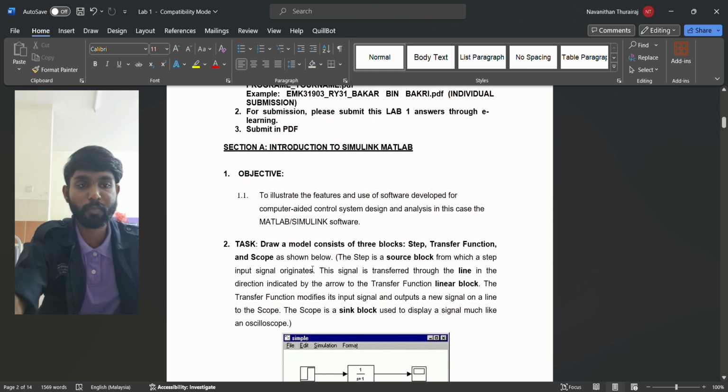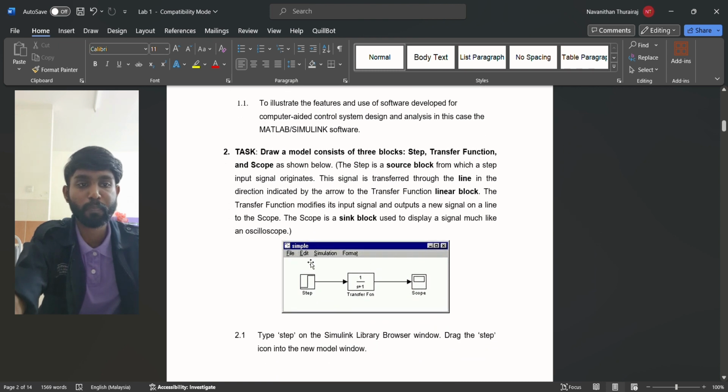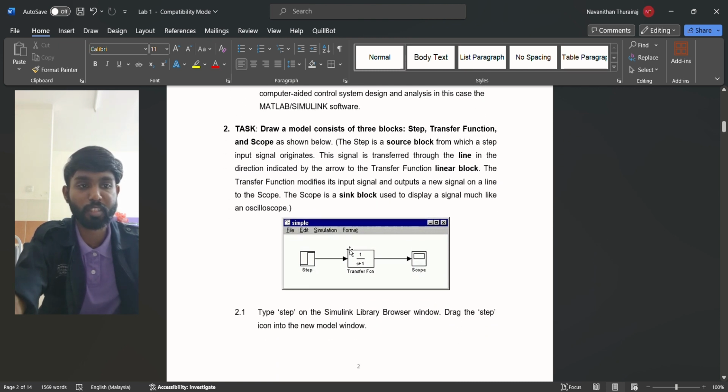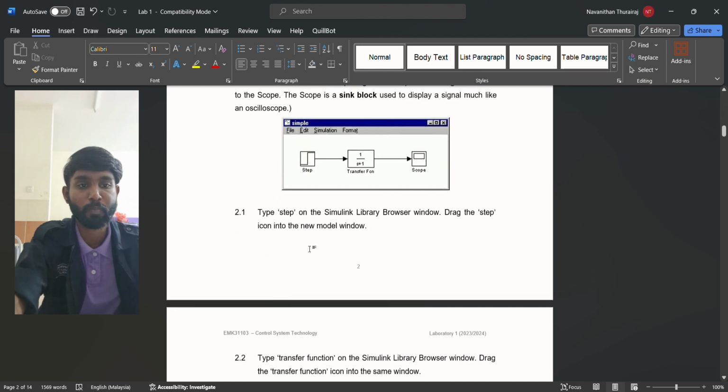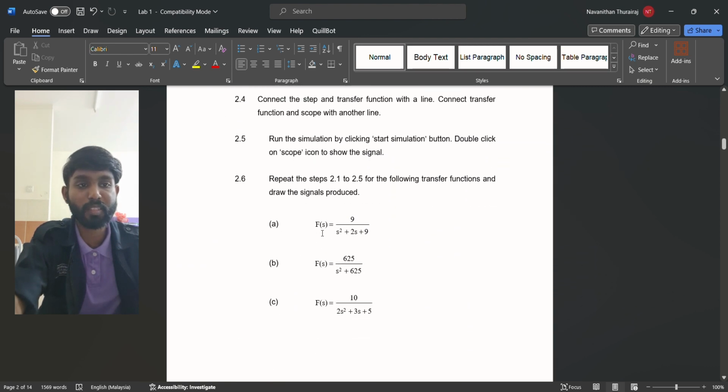The task for this lab is to draw a model consisting of 3 blocks, which are step, transfer function and scope, as shown below. As you can see, this is the step, this is the transfer function and this is the scope. So this is the task. We have to use this number to find the results. Now let's go into MATLAB, where I have already opened.